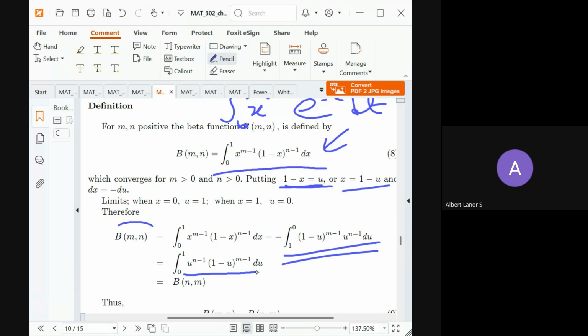So we started from B(m, n). Now we have obtained B(n, m), because now our first order is n, and then the second one is m. Remember that the order is very important, but we've just shown that the beta function of m, n is equal to the beta function of n, m.